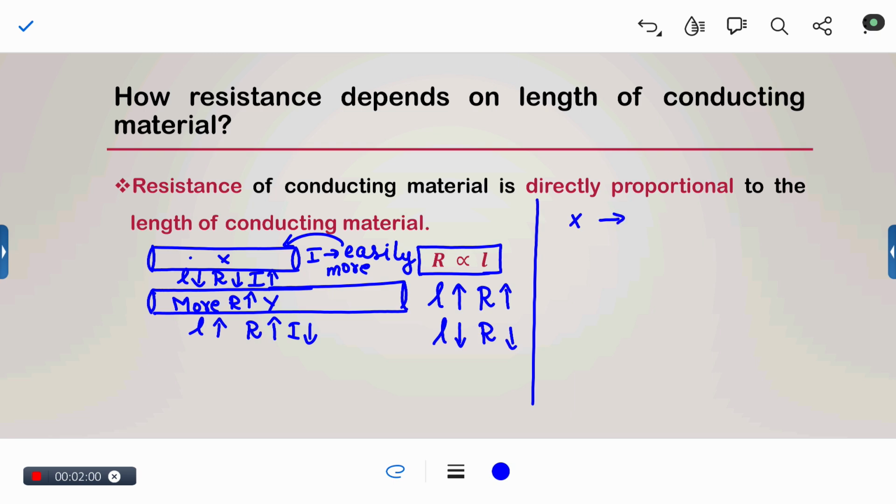Suppose they are giving it in the form of values, two conductors are there. X is having a length of 5 centimeter and Y is having a length of 10 centimeter. Out of these two wires, through which wire can current flow easily? X or Y? X. Why? Because here length is less, resistance also will be less, current flow will be high. Here length is high, resistance will be high, current flow will be less. That means current flow is happening easily through the X wire.